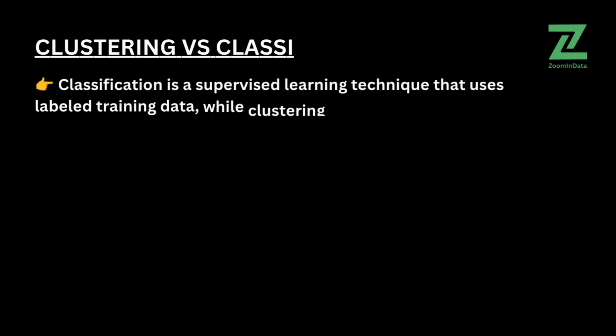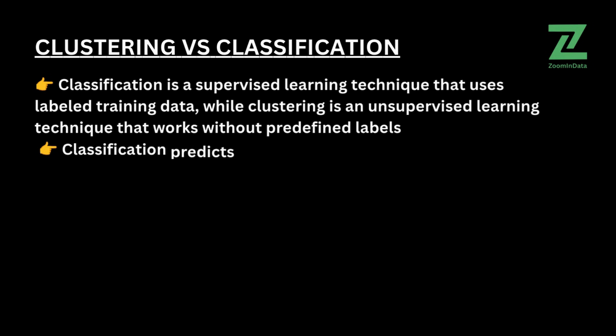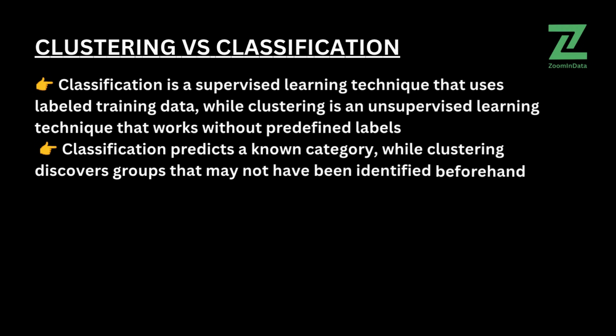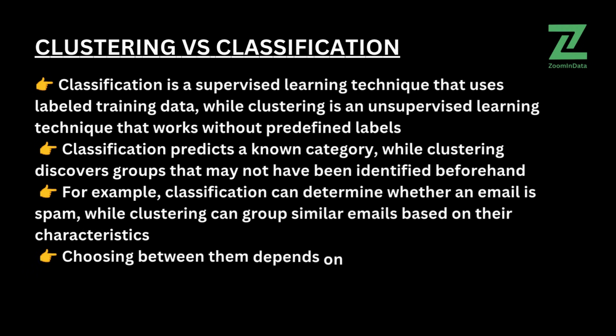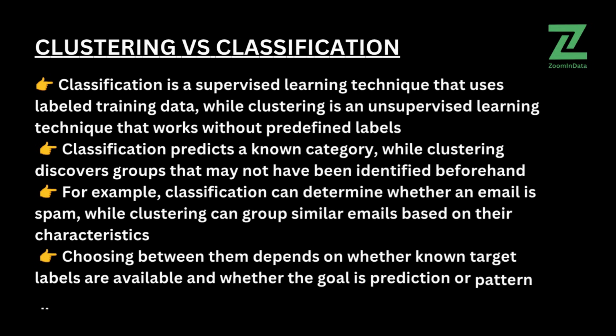Classification is a supervised learning technique that uses labeled training data, while clustering is an unsupervised learning technique that works without predefined labels. Classification predicts a known category, while clustering discovers groups that may not have been identified beforehand. For example, classification can determine whether an email is spam, while clustering can group similar emails based on their characteristics. Choosing between them depends on whether known target labels exist.